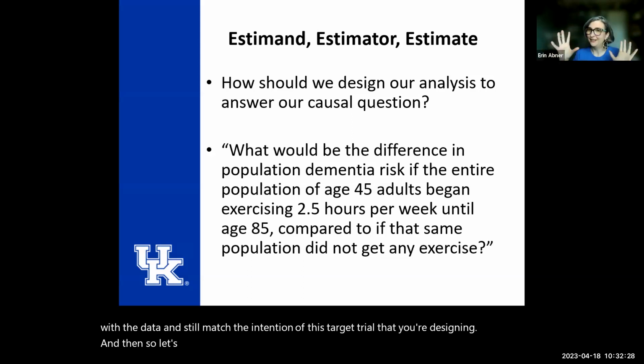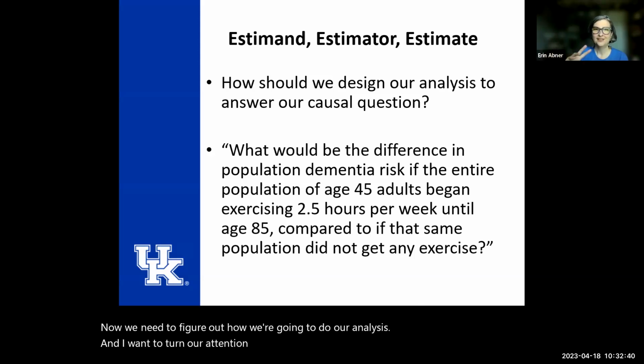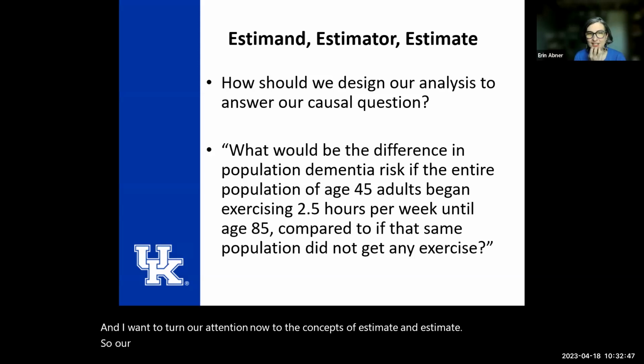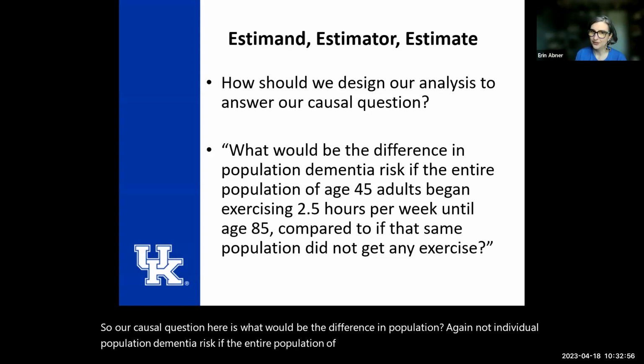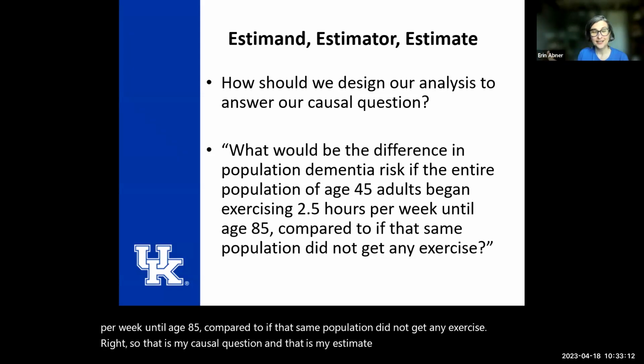And then let's say that we have a good sense of what our target trial is going to look like. Now we need to figure out how we're going to do our analysis. And I want to turn our attention now to the concepts of estimand, estimator, and estimate. So our causal question here is, what would be the difference in population, again, not individual, population dementia risk, if the entire population of age 45 adults began exercising 2.5 hours per week until age 85, compared to if that same population did not get any exercise? That is my causal question, and that is my estimand. That is the thing that I want to estimate.